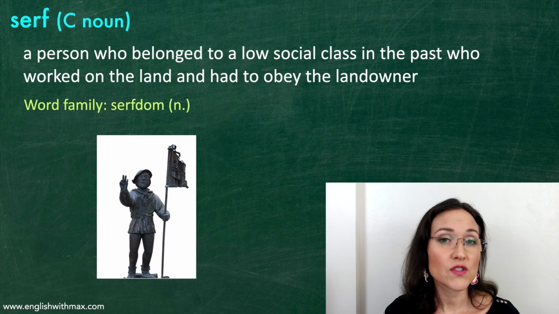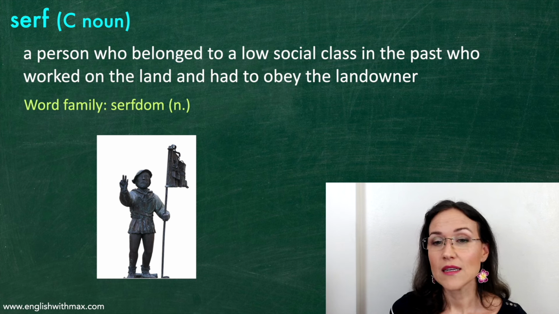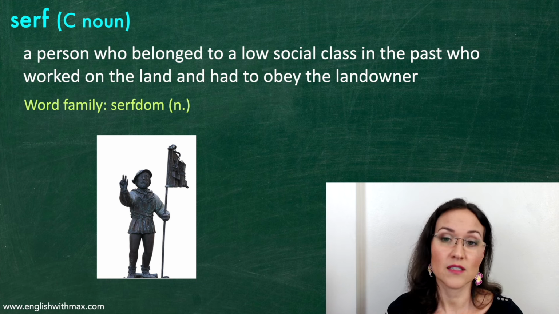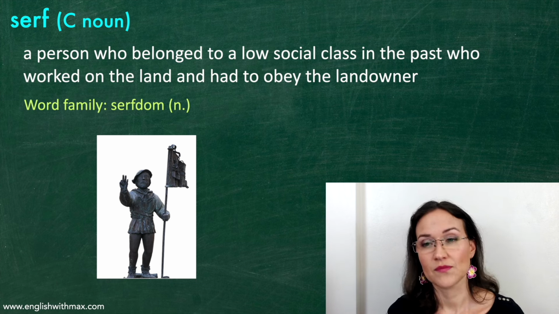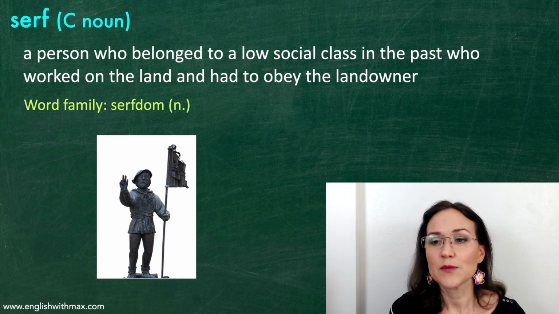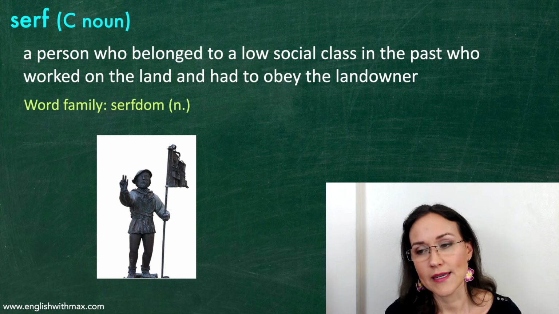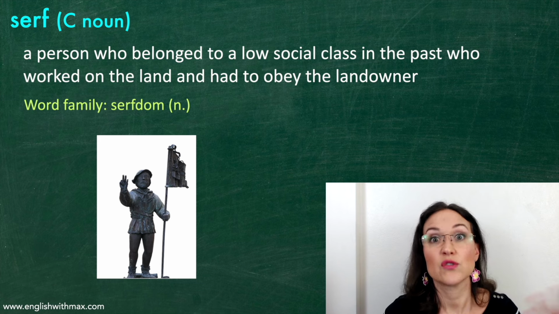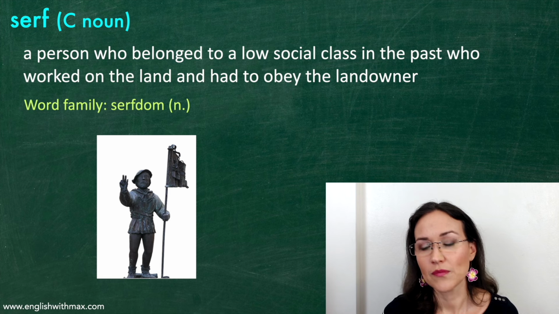The next word is serf. Serf. It's a countable noun. A serf is a person who belonged to a low social class in the past, who worked on the land and had to obey the landowner. A serf was a type of peasant who had very few rights in a feudal system. Serfs were almost like slaves, but they were tied to the land. The landowner couldn't sell you if you were a serf.